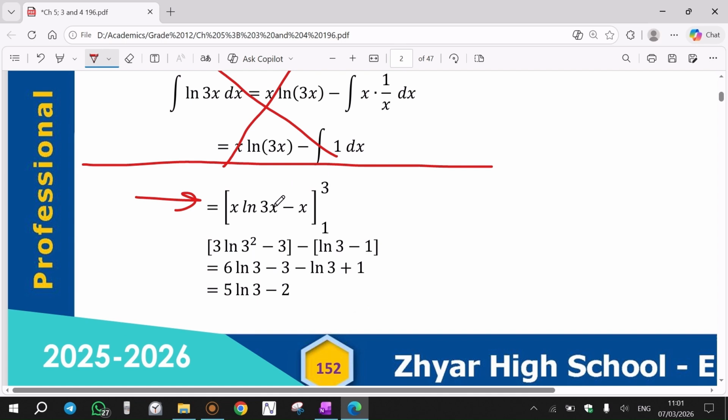Now, we put 3 in place of x. That's going to be 3 squared. And power goes down in ln. And here, ln 3 minus 1. Result. Finally, the result is in terms of ln.